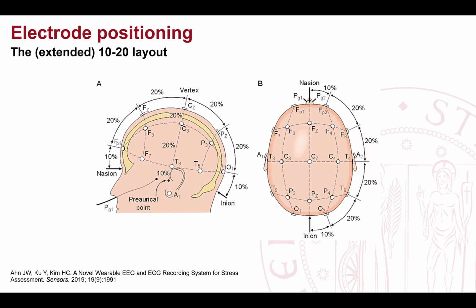Okay, so this distance measures basically the size of your brain, which is different for all of us. But the idea is that despite the size of our brains, these channels will always be placed at a certain percentage of this distance. So it will be customized for every subject. This is for the sagittal plane, and this for the coronal plane.